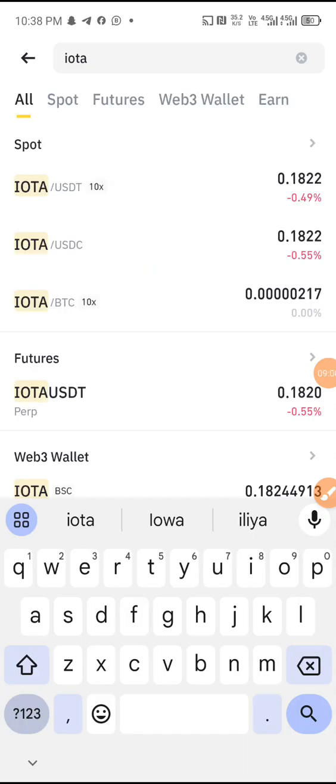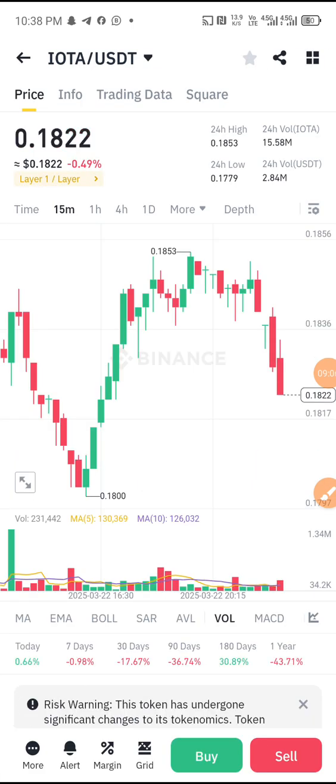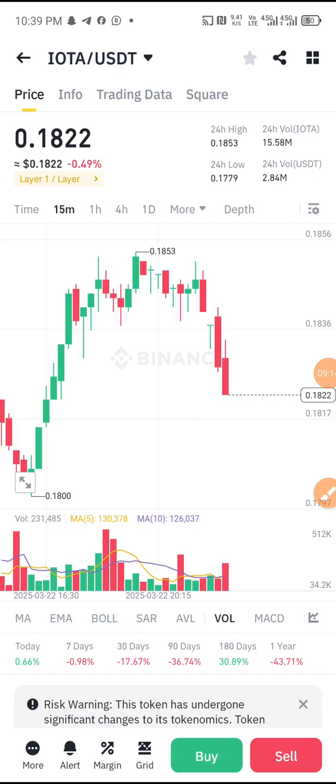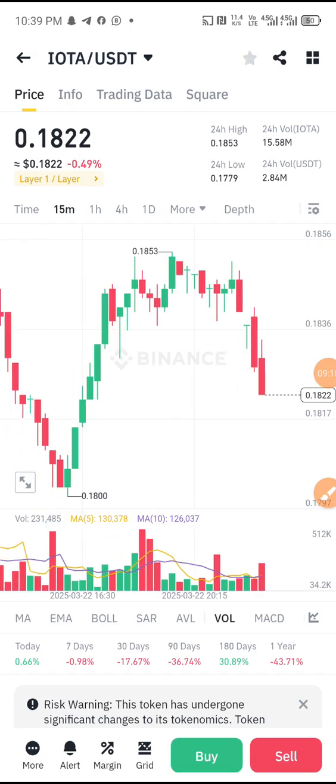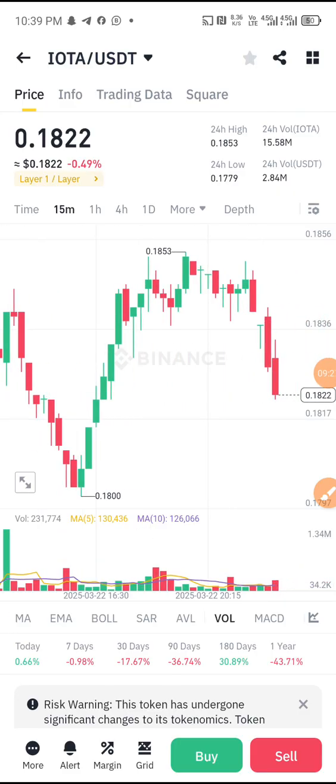IOTA. So IOTA is here. Let's take a look at this. It's trading against what? It's trading against the USDT. All you need to do is to make sure you compare the time I'm dropping this video. I'm not actually asking you to buy this particular coin. I'm just showing you how you can find your trading signal. Don't forget the title: this is how you can find your trading signal.